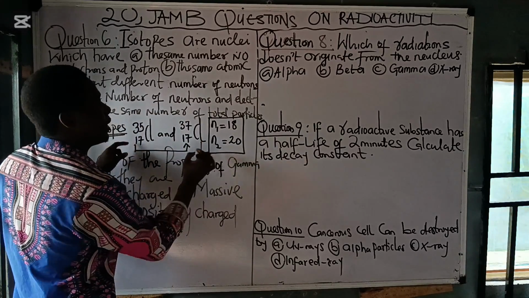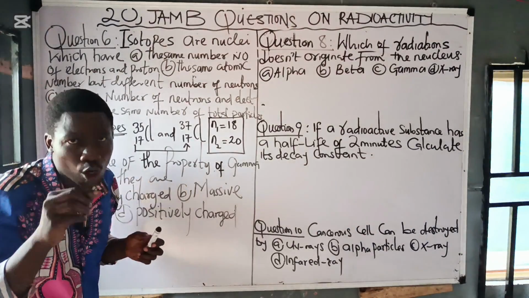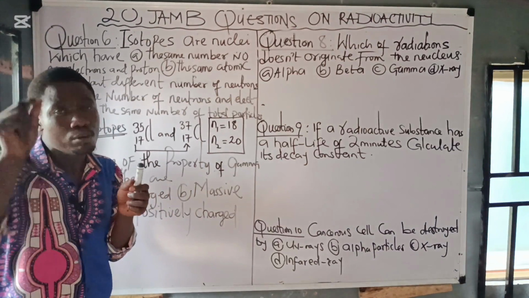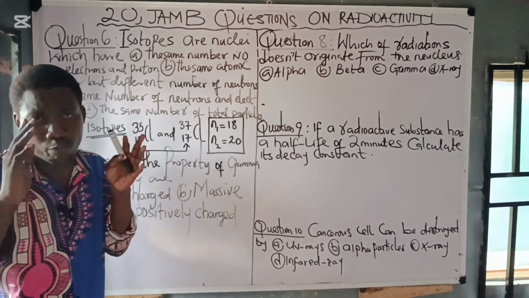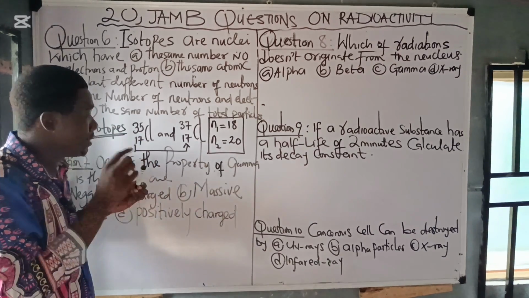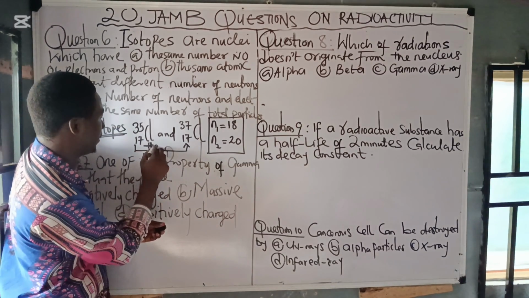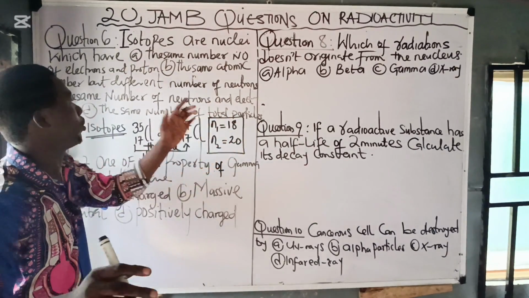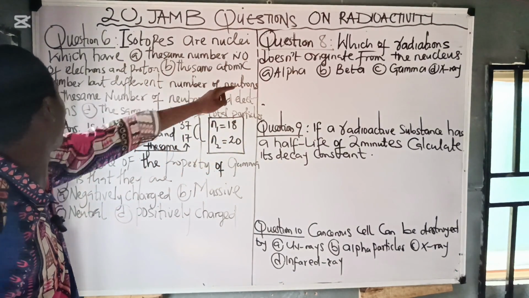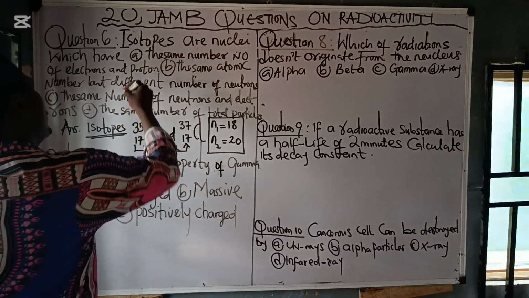So understand, isotopes are atoms of the same element possessing the same atomic number. Atomic number is the number of protons, so the number of protons will be the same here, but the number of neutrons will not be the same. So let's look at the options. The same number of electrons and protons.